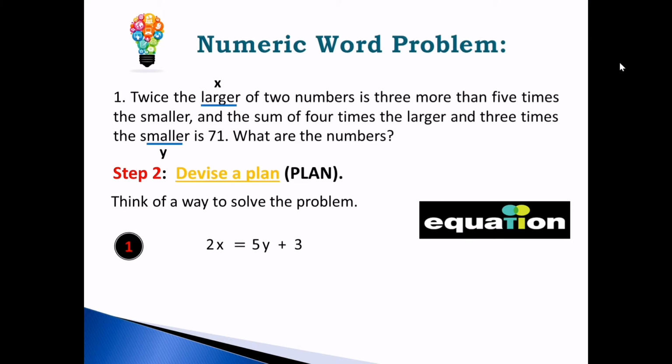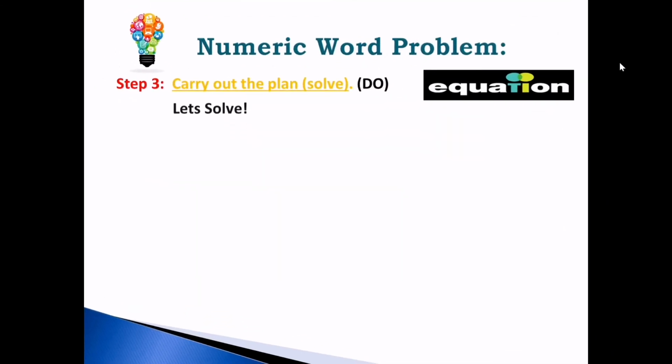The sum means plus: 4 times the larger, which is x, and 3 times the smaller, multiplied by 3, is equal to 71. So we now have the second equation: 4x plus 3y equals 71. These are the most essential strategy, which is by equation, to help us in solving the problem. Okay, so the third step is to carry out the plan.